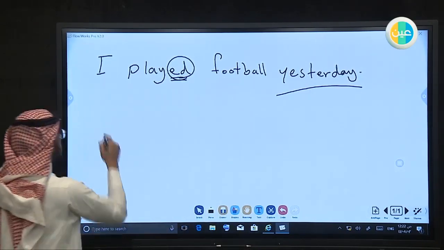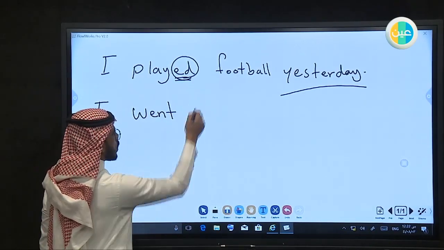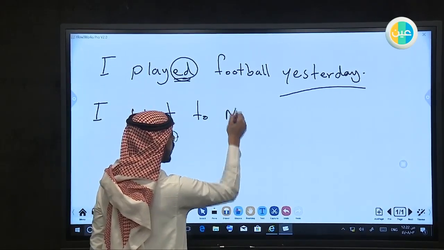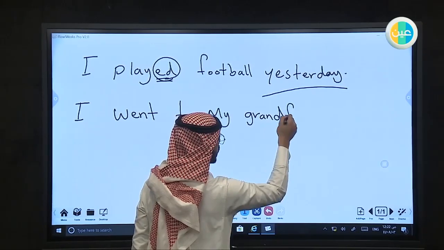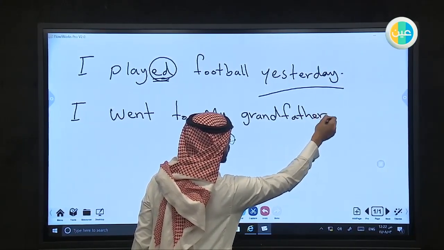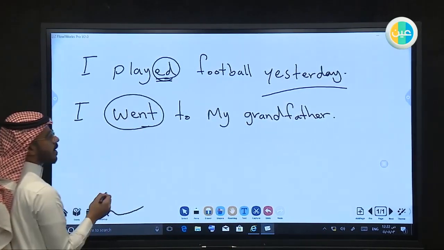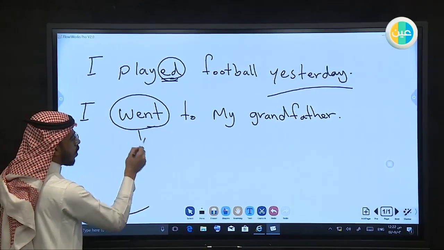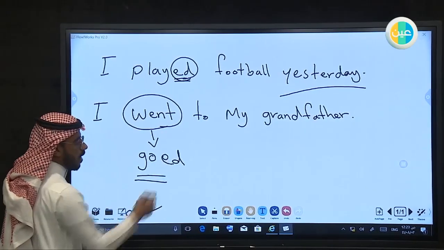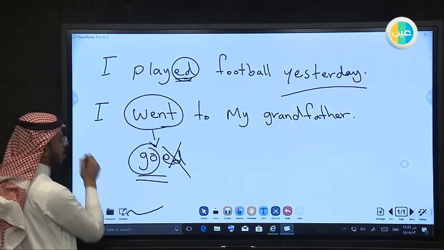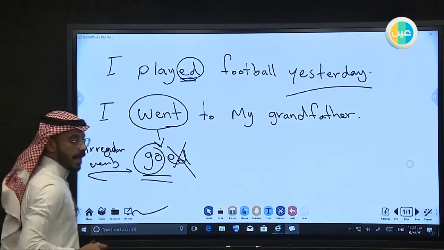For example, I will give you another example. I went to my grandfather. Where is the verb here? وين الفعل? Went. Went, this is a past tense of go. هو الماضي من go. Why we don't add ed? ليش ما أضفنا ed? لأني أتكلم في الماضي. No, don't add ed. Why? Because go, it's irregular verb. فعل غير منتظم. لأن فعل غير منتظم.